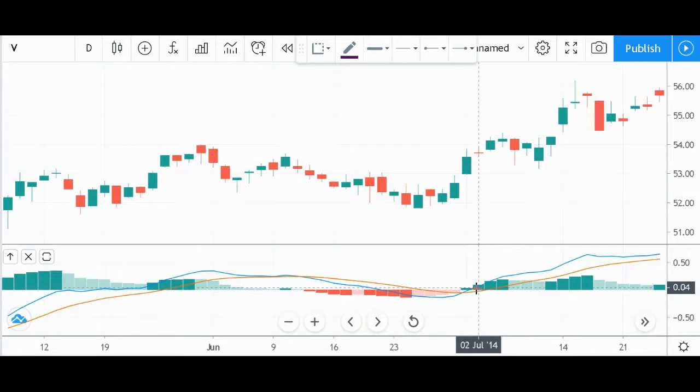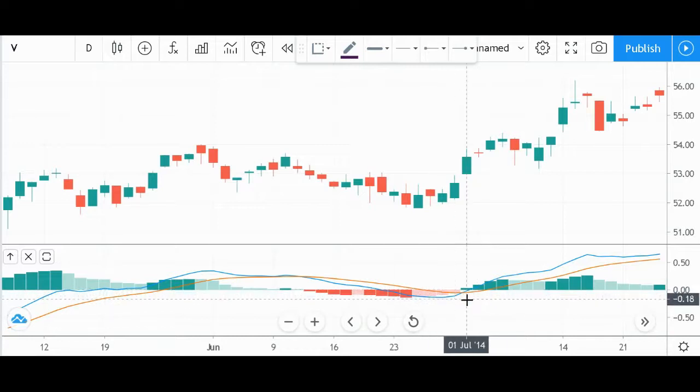Okay, so you can just watch the colors if you want to. You don't even have to watch the two lines for the crossover if you don't want to. You could just watch the histogram bars, and that'll tell you the same basic information. At least it'll tell you the information that the line has crossed below or above.